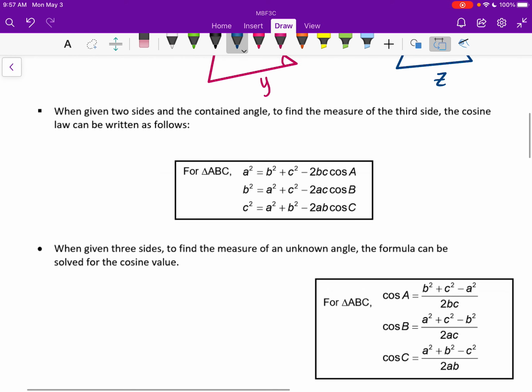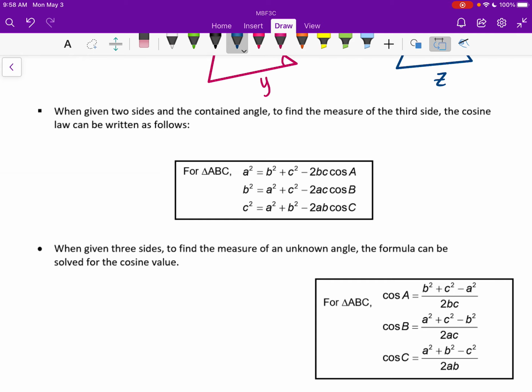When you're given two sides that contain an angle, to find the measure of the third side, the cosine law can be written like this. So say if you're given side A, B, and C, if you're trying to find the side a, you can use a squared equals b squared plus c squared minus 2bc cos A, right?